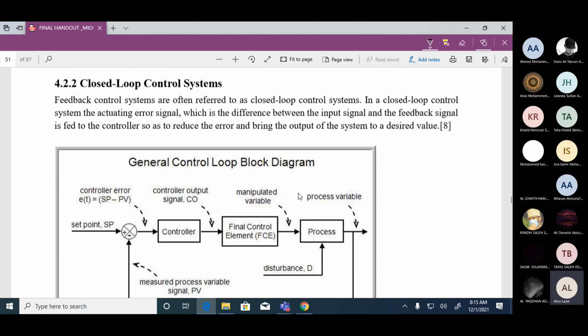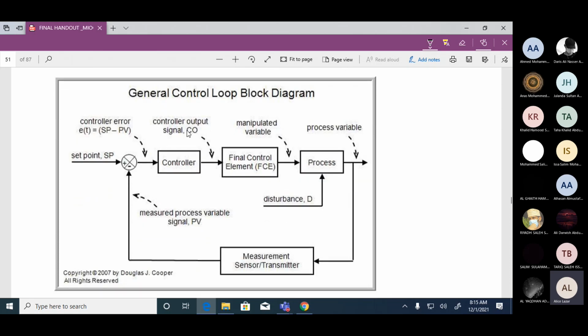Closed loop control system is also called by another name, that is feedback control system. Now, why do we call it a closed loop control system? Because if you look into this diagram, you will notice that this is your process, and then the measurement is taken back and given for comparison. So it's not open anymore. We are measuring and then comparing it. So a closed loop control system is also called a feedback control system.